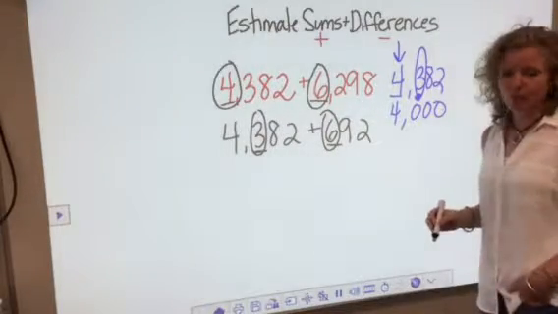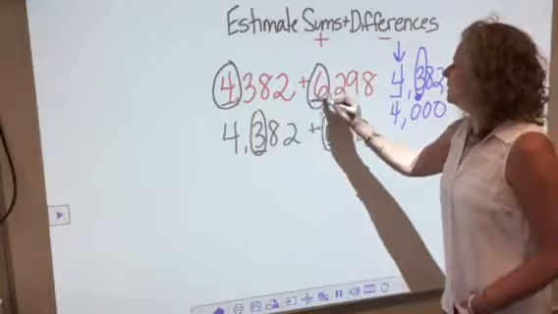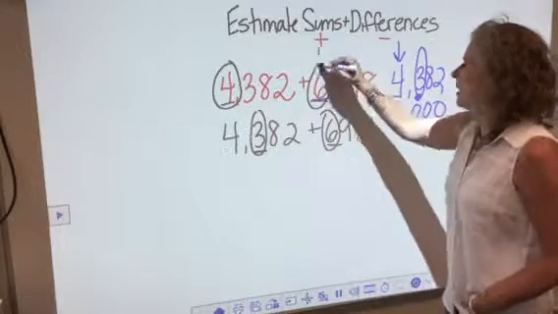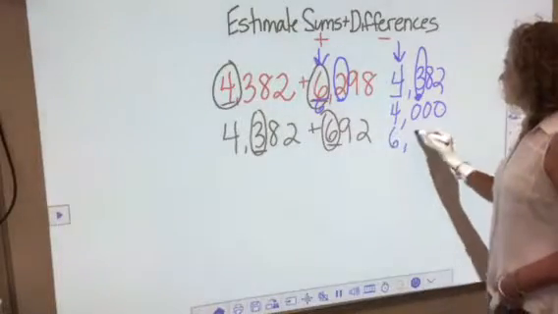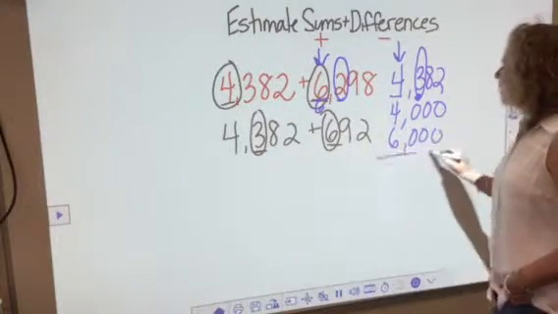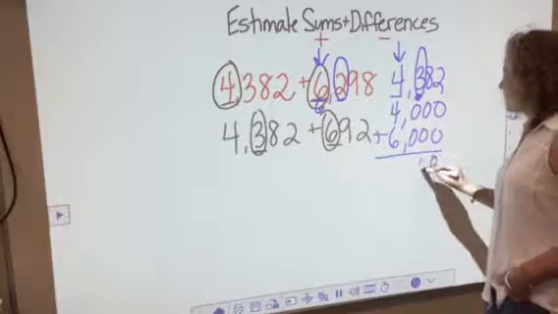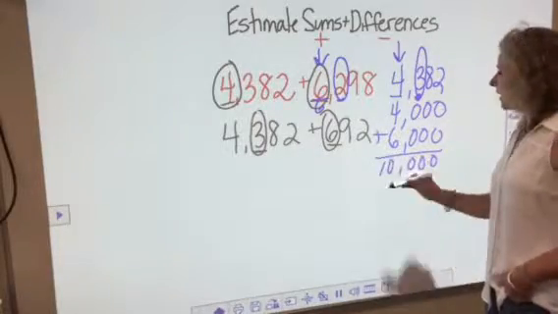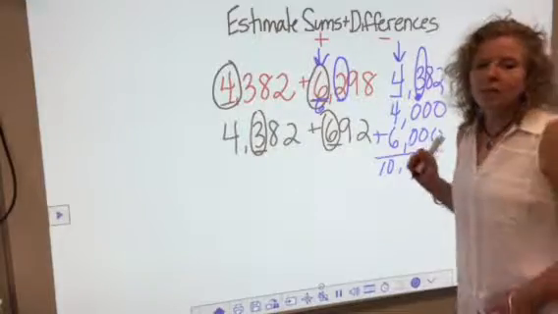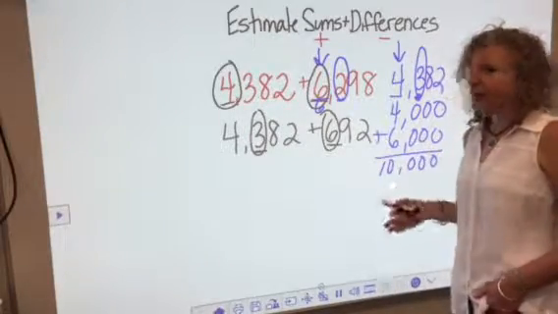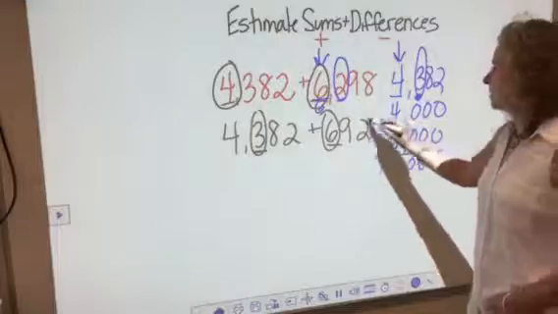So that number rounds to 4,000. Now over here, I can do the same thing. This number is going to round to 6,000. So I have my two rounded numbers, and then I add them up, and I get 10,000. So my estimate for this would be 10,000. That's how I estimate a sum.